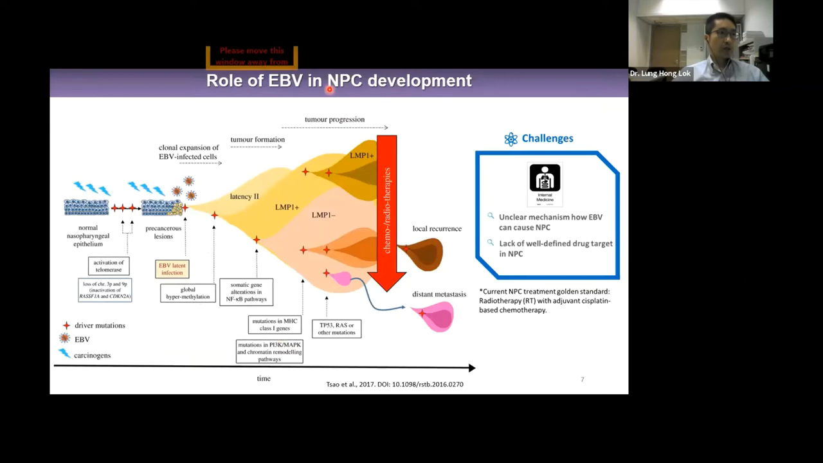This slide shows you a proposed model of NPC development. Upon chronic exposure to carcinogens, including nitrosamine released from salted fish, salted egg, or other forms of pickled food, the epithelium in the nasopharynx may acquire DNA damage. This is the reason why diet is another risk factor for NPC development. Because salted fish and that kind of pickled food release carcinogens, that will increase the incidence of NPC if you constantly consume those kinds of pickled food.